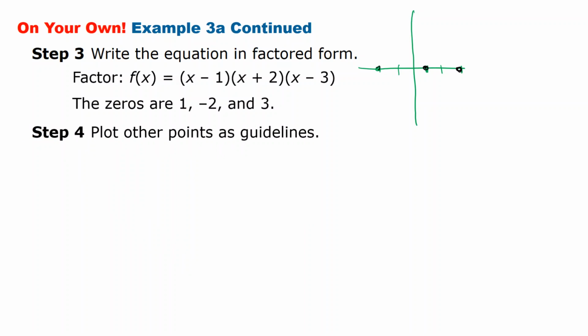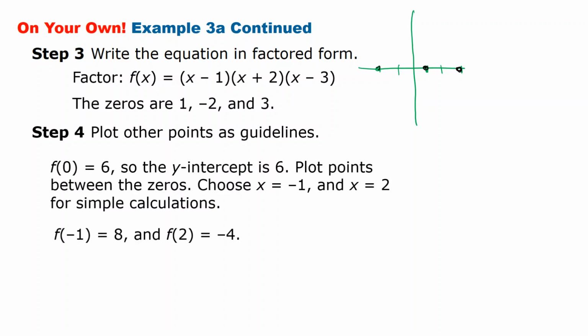All right, next. We should plot some other points as guidelines. So let's pick something in between our points, something between our -2 and 1, and something between our 1 and 3. And always do your y-intercept also. So when x is 0, we fill 0 back in here. We find that our y-intercept is at 6. So that's going to be way up here at 6. 1, 2, 3, 4, 5. We'll put it way up there.